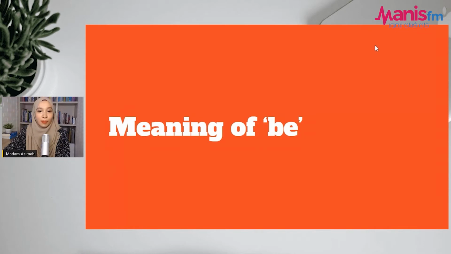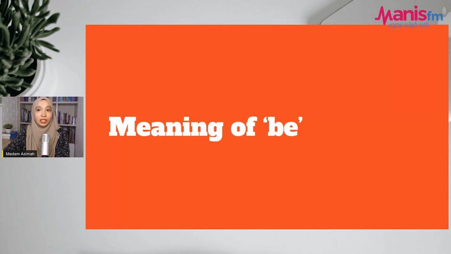Then we talked about the meaning of be. We talked about how we use be to talk about identity, for example, I am Azimah. We also talked about using be to talk about characteristics, like she is friendly. We also talked about using be to express our feelings and situations, for example, he is excited. So is is part of the be verb.